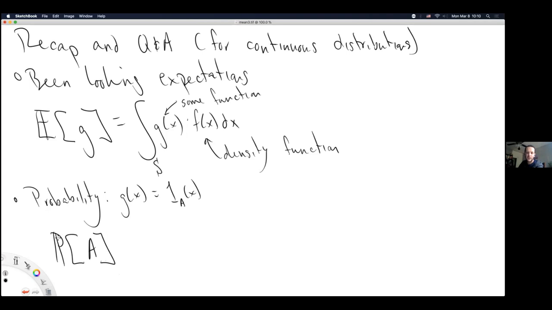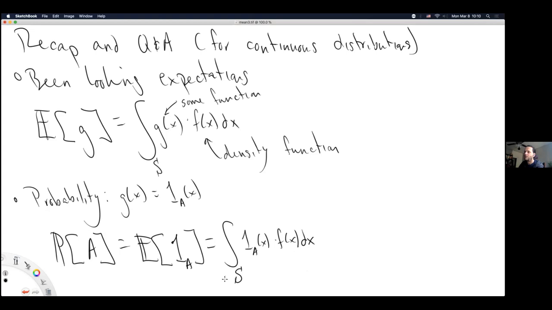If you're interested in a probability statement over some set, well, probability is just area under a density function. And our generalization for area under a function is the operation expectation. So in this case, you'd have the integral with respect to the set S of the indicator function times the density function.